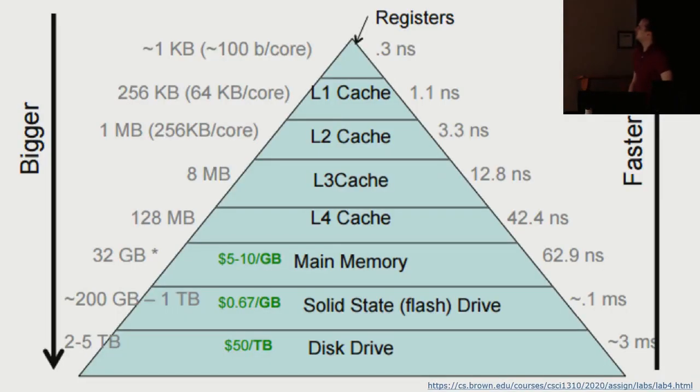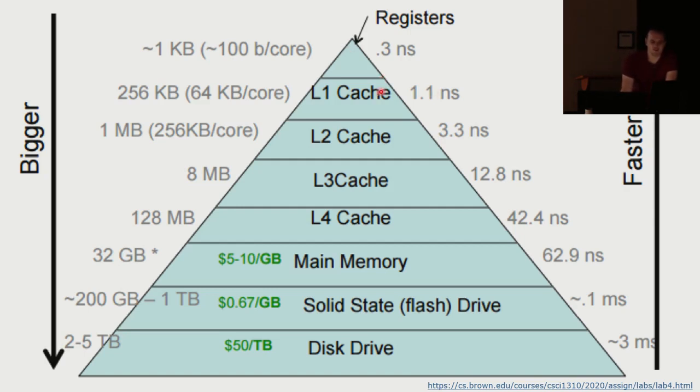So just some examples of numbers. I got this from a Brown University lab. I was looking for sample numbers, and these are good enough. The absolute values here, like 0.3 nanoseconds, are not as important as the comparative values, right? So registers are right there. They're super fast. You can never beat a register. It's part of the CPU.